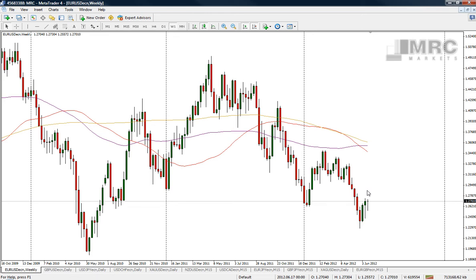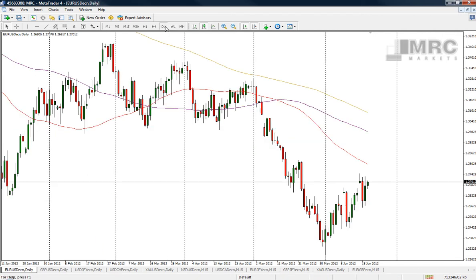In terms of moving averages, we're still miles away. I mean, the 55 is at 1.34, so nothing massively of interest, but it looks like we're trying to get some sort of a healthy retracement on the euro here after we've had such a long time of selling off in terms of the weekly chart.